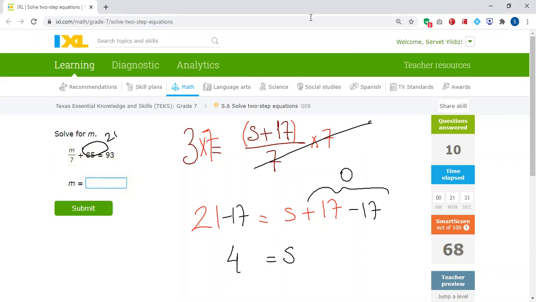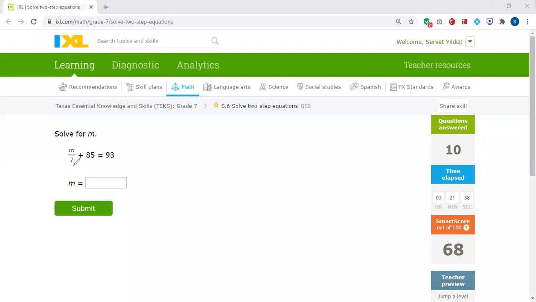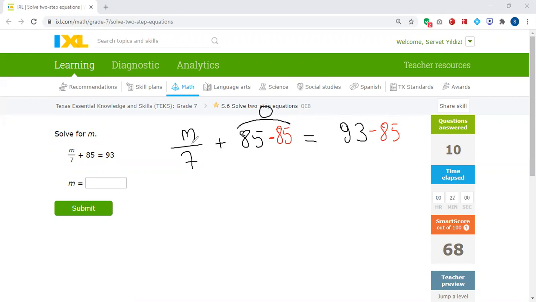All right, so let me clear this. m divided by 7 plus 85 is equal to 93. So first, let's subtract 85 from both sides. When we subtract 85 from both sides, on the left, I'm going to be left with m over 7. And 93 minus 85 will be 8.